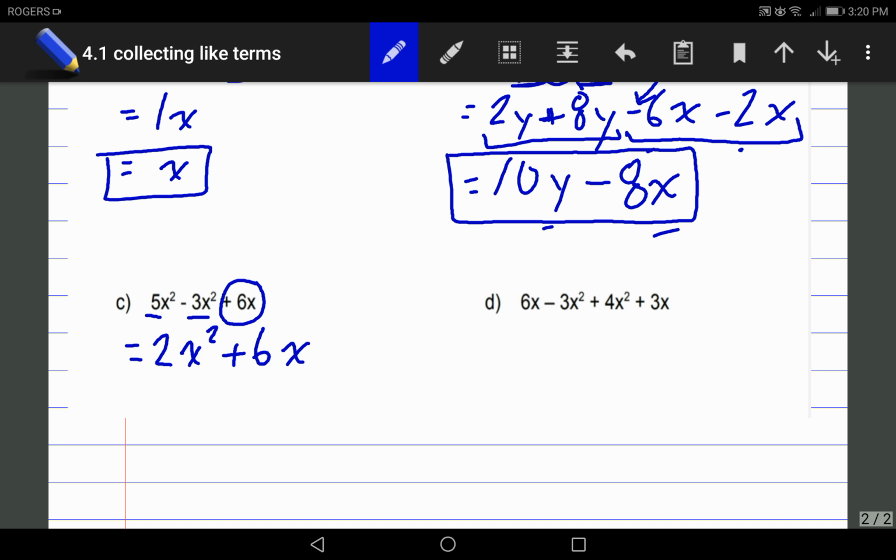And you're done. You cannot go any further than this because these are not like terms anymore. You have to have the same variable and the same exponent. And these only have the same variable.